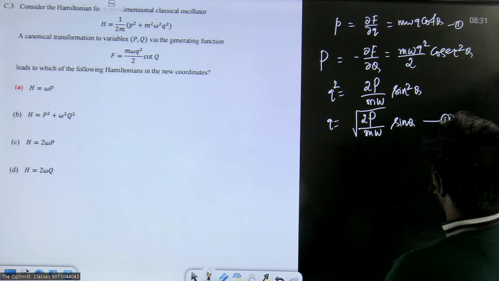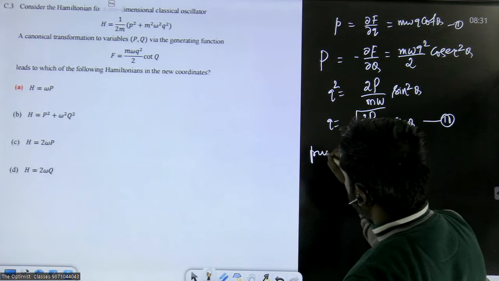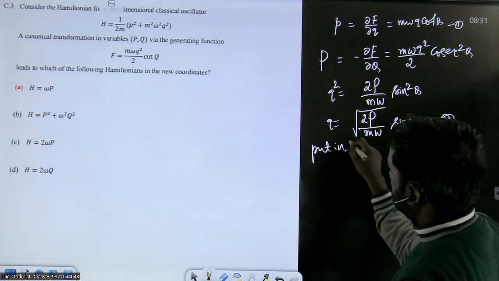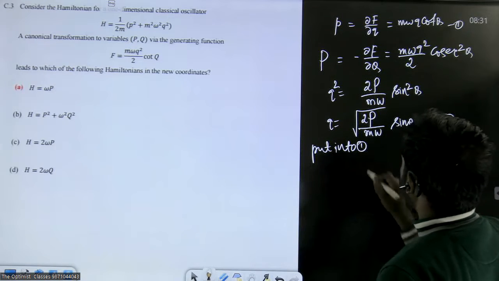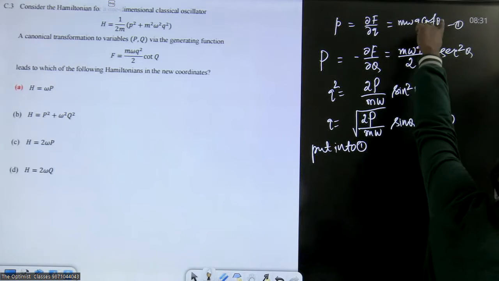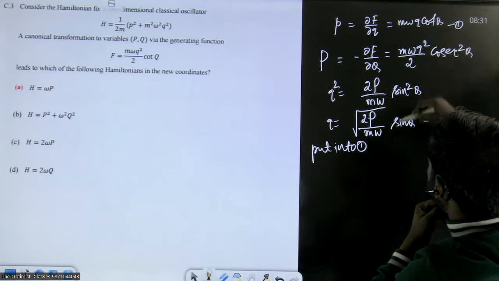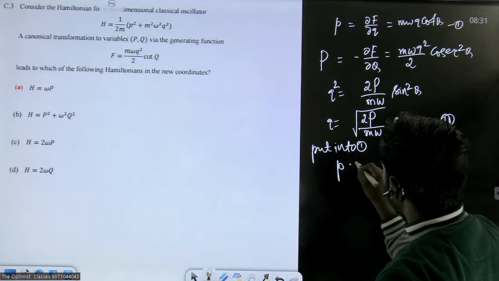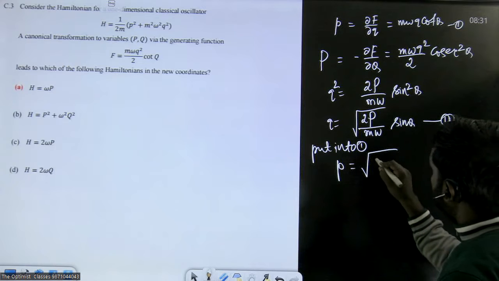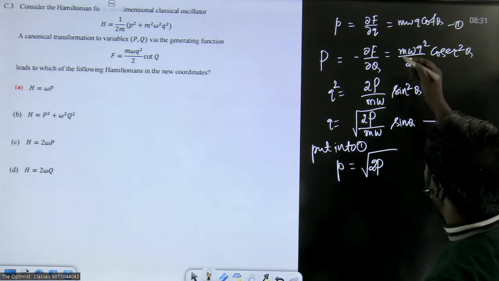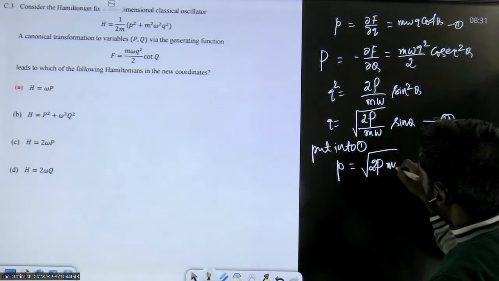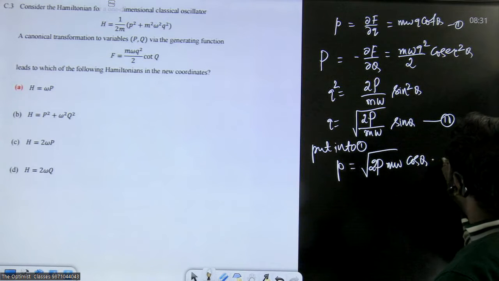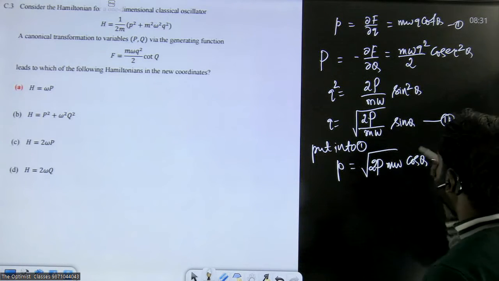Let's call this equation number 2. So this Q, let's put this into 1. If you put Q into 1, this can be written as cos by sine. So sine and sine will cancel out, and 1 m omega will cancel out. So you will get P equal to 2 capital P is there, and you get m omega in the numerator, and here you get cos capital Q. So this is the value of small p, and this is small q.